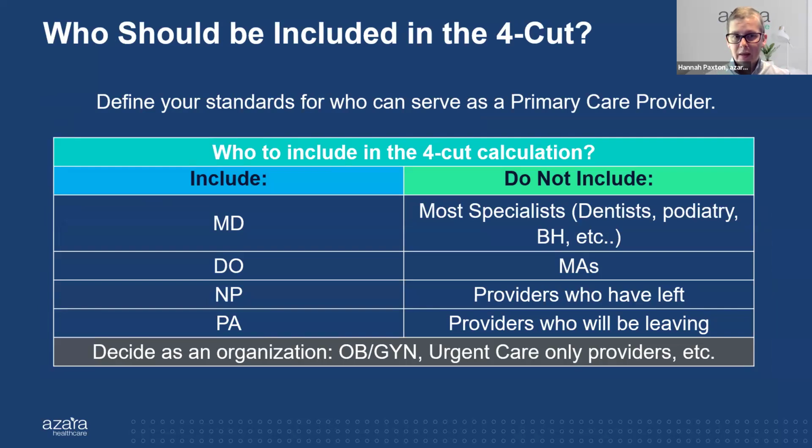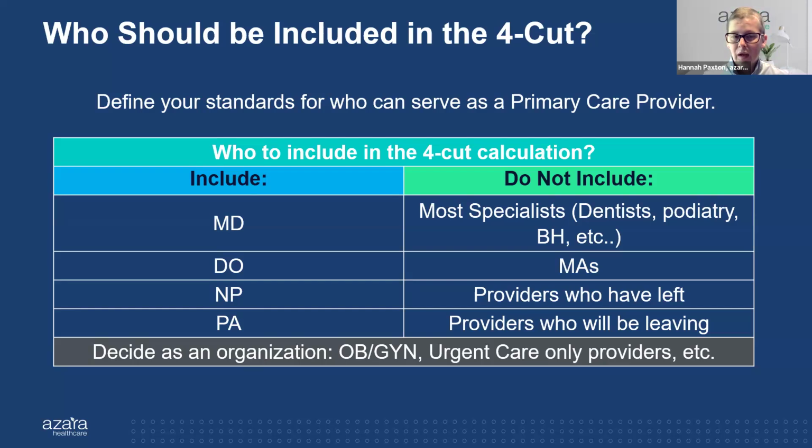So here's a way that you can sort of think about this. Including your physicians, your nurse practitioners, your physician assistants who are considered family medicine or internal medicine and do have a primary care panel should be included. However, most specialists, nurses, medical assistants, and then providers who have left or providers who will be leaving should be taken out of the 4-cut calculation.